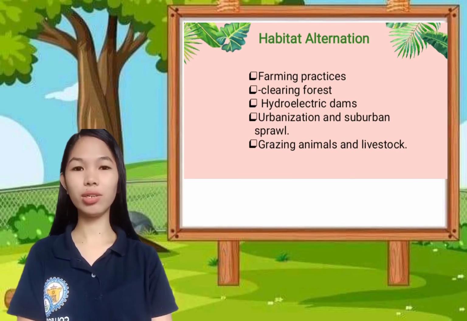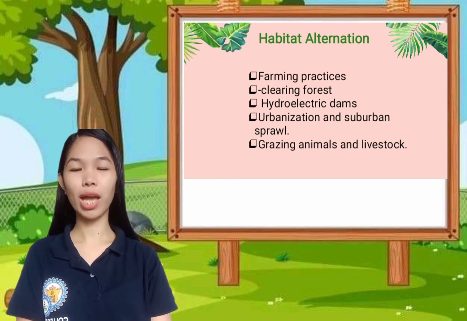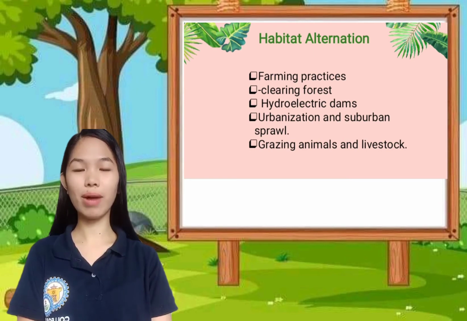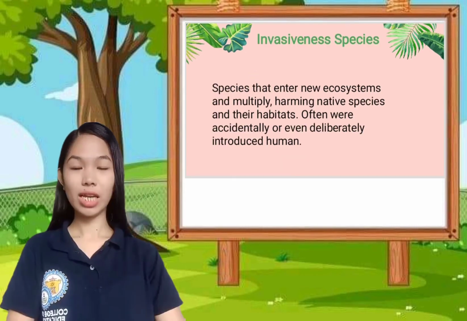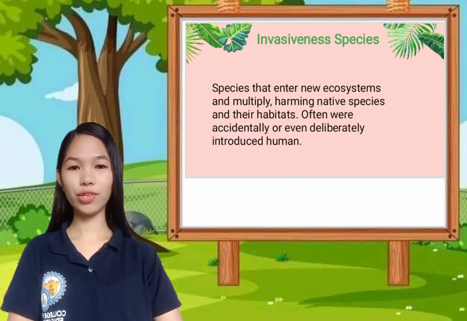Third, hydroelectric dams are connected to clearing forest because cutting trees can affect the level of the water reservoir. And fourth, urbanization and suburban sprawl. And lastly, grazing animals and livestock. The effects of grazing on rangeland biodiversity include removal of biomass, trampling, destruction of root systems, and replacement of wild reserve by livestock.